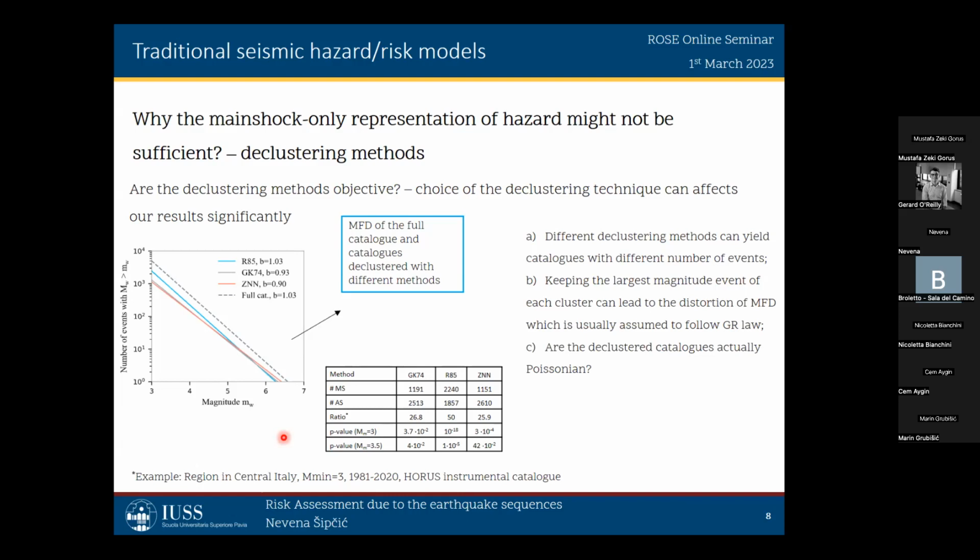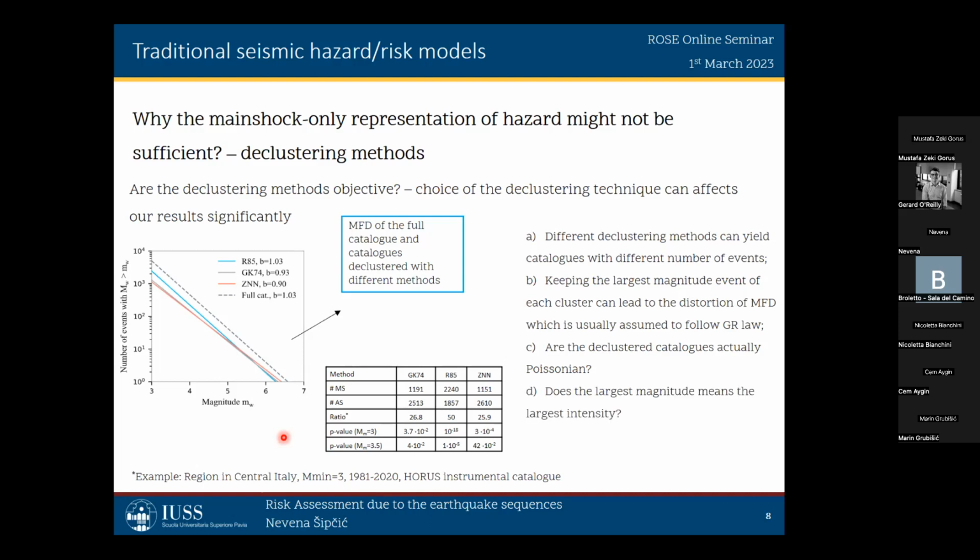Also, the very reason why we do the declustering is because we want to have the Poissonian distribution. And usually it's not even checked if the declustered catalog is following the Poissonian distribution or not. So for example, in the cases that I'm showing, when we decluster the catalog with the Rosenberg method, we are far from the Poissonian distribution.